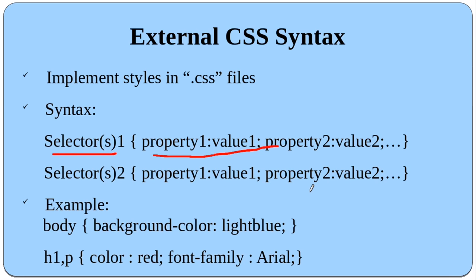Example: here you can observe this is the selector body tag. So it targets the body element of HTML document and it sets background color of web page body to light blue. This is another example. Here we are setting styles to h1 element as well as paragraph element. h1 comma p indicates that it targets both h1 elements and paragraph elements to set styles, color of the text to red, font family to Arial.